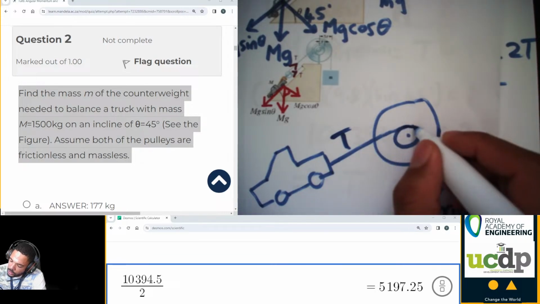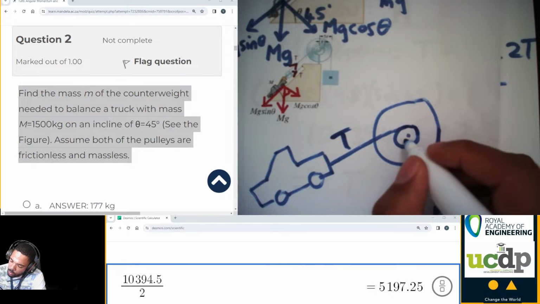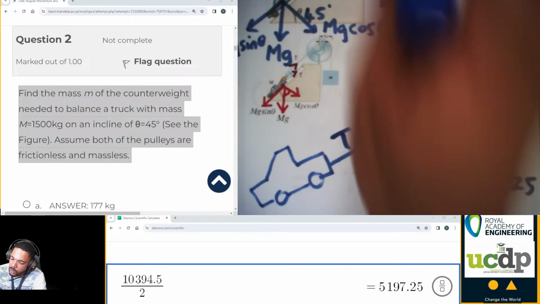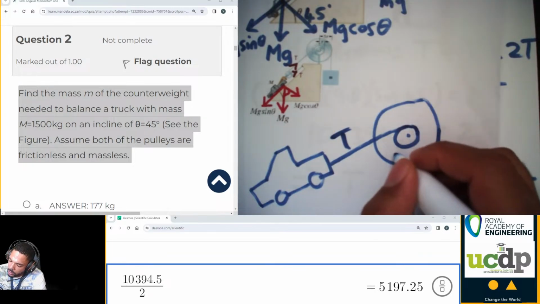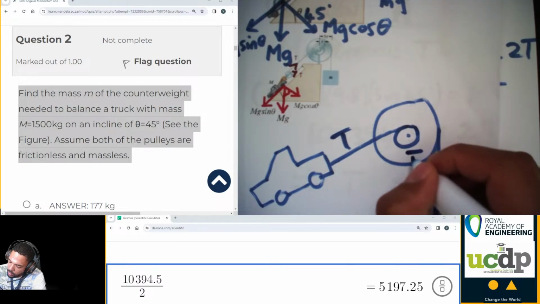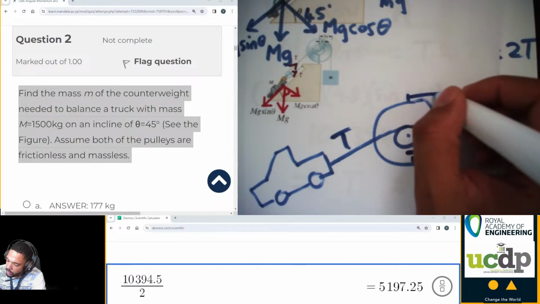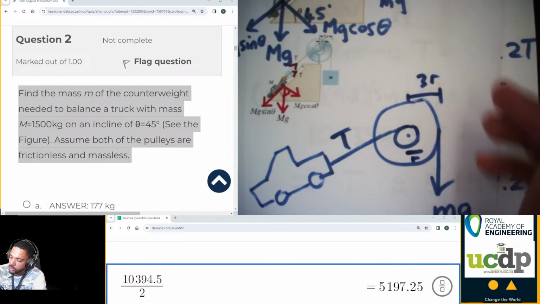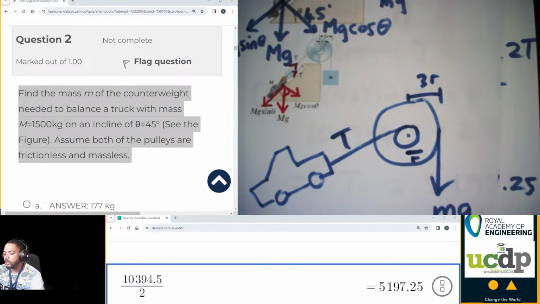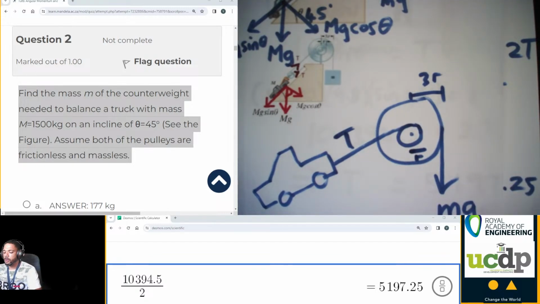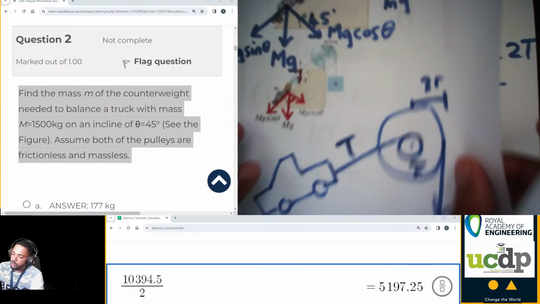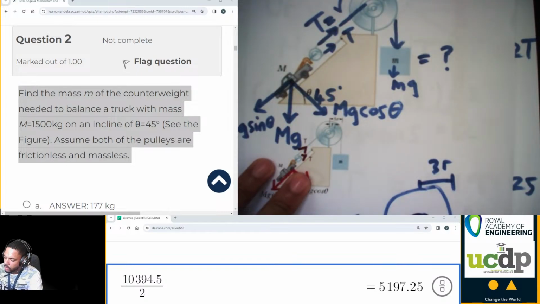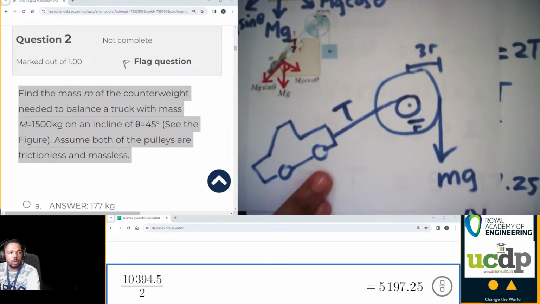This tension acts on a circle that has a radius of r. The bigger one has a radius of 3r, meaning 3 times the smaller one's radius. When you work out the torque for this force, it should be equal to the torque for that force, because this car is balanced. It's not moving at all.